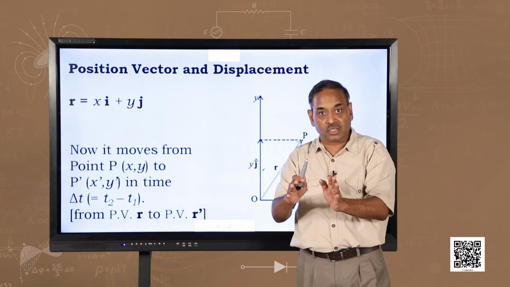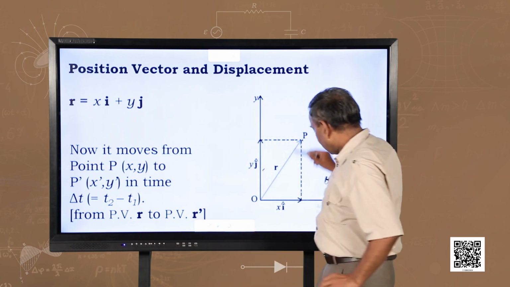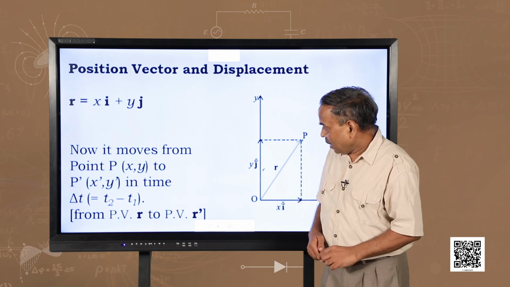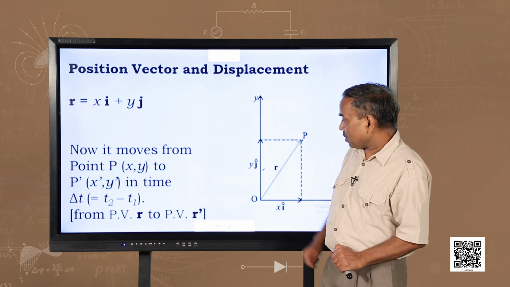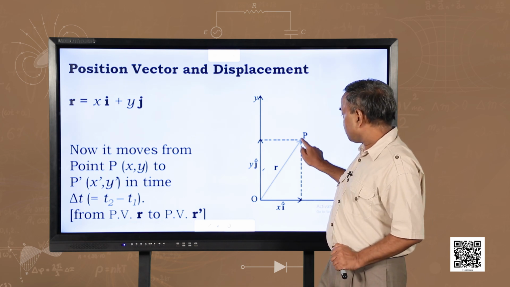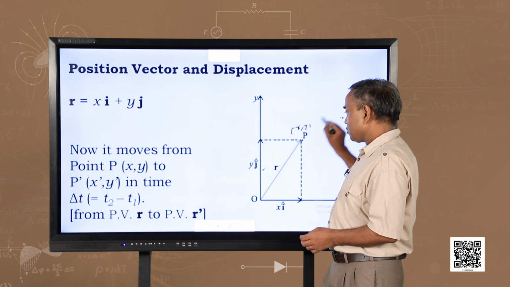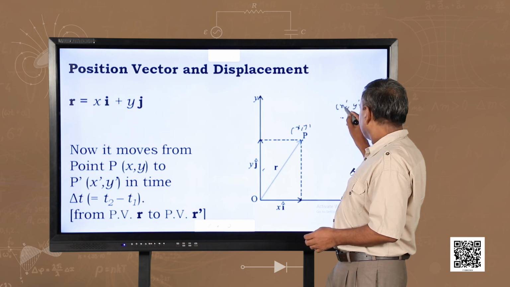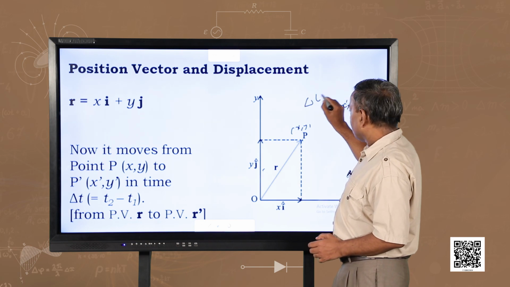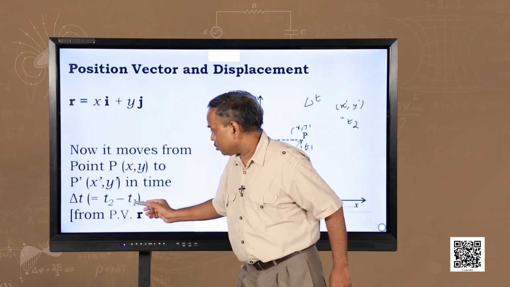With respect to the origin O of the chosen coordinate system, the position vector of P is R given by x i plus y j. What are x and y? They are the components along the x axis and y axis. Now, let us say this particle shifts from point P to point P dash, with coordinates x dash, y dash, in a time delta t. Let us say this was at time t1, this is at time t2. So, delta t is equal to t2 minus t1.